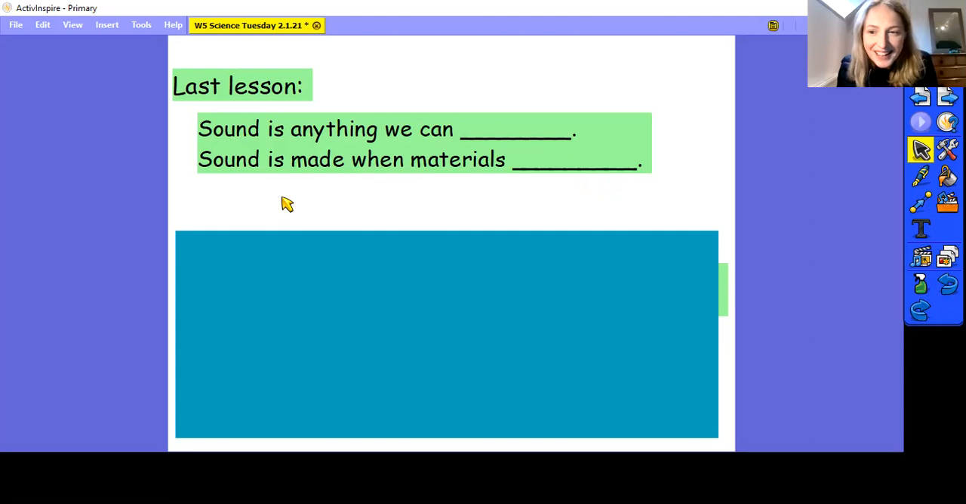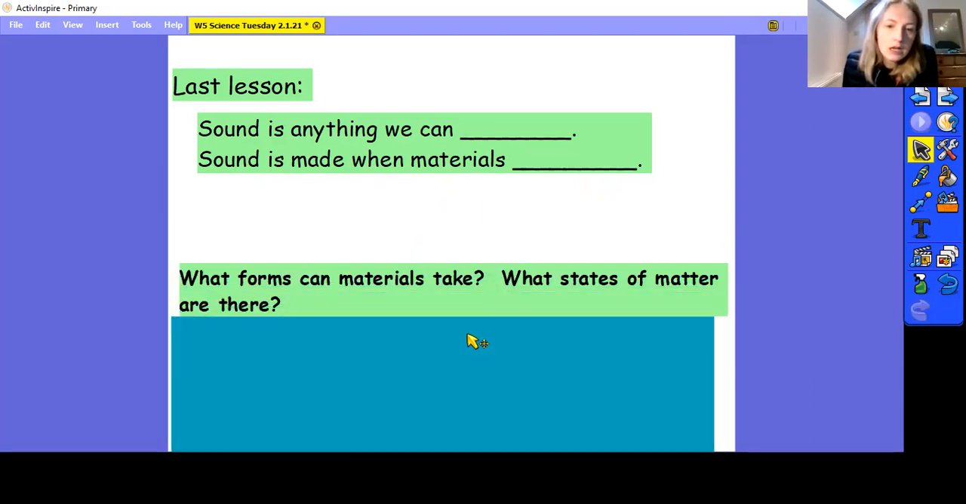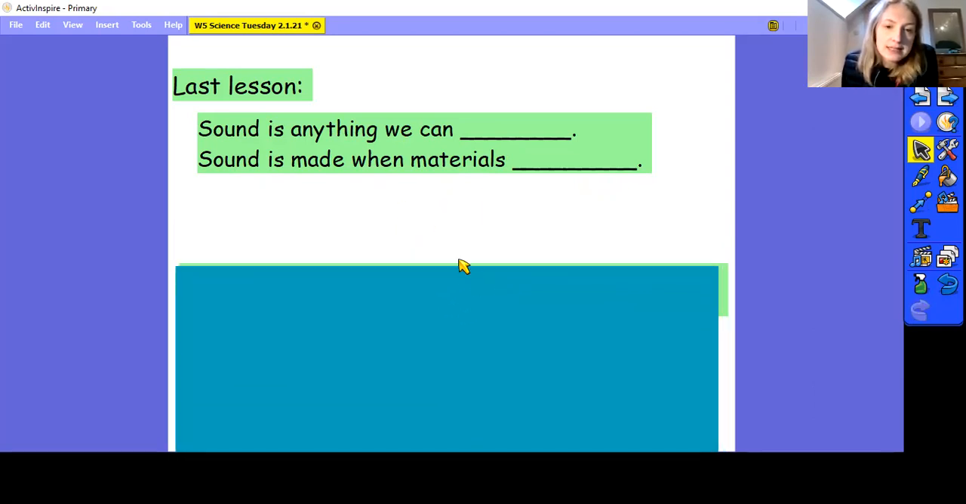So hopefully what you said was sound is anything we can hear, and sound is made when materials vibrate. So we talked last time about vibrations being when things can move or wobble, a bit like when we talked about earthquakes and the ground trembles or shakes. So we said that sound is made when materials vibrate.